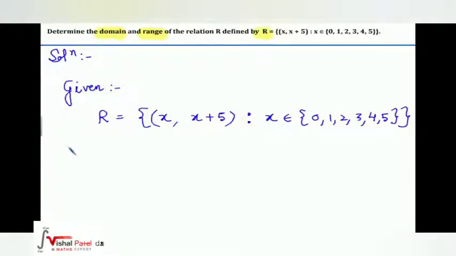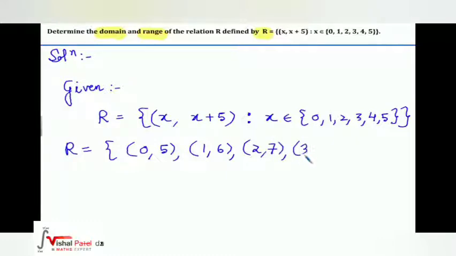So first of all, we convert this relation into roster form. So R is equal to, let x is equal to 0, then y is equal to 5. If x is equal to 1, y is equal to 6.